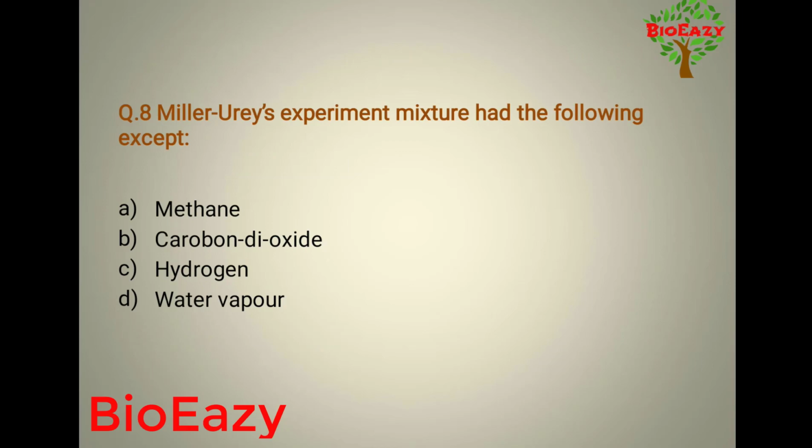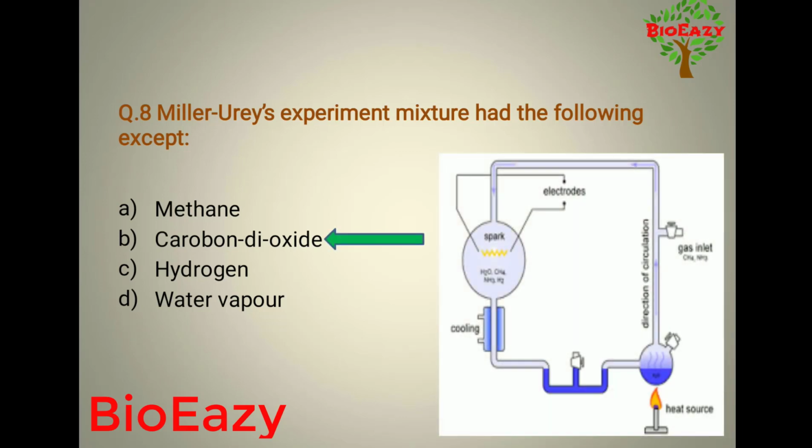Next is the Miller's urea experiment mixture had the following except. So in Miller's urea experiment, you know that methane is present, CO2 is absent, hydrogen is present, and water vapors are also present. So your answer is CO2. Now you can see the experiment of Miller-Urey.